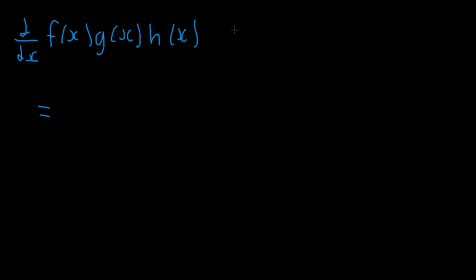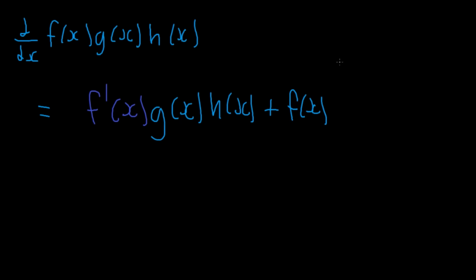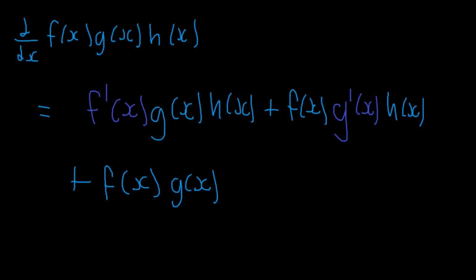So f of x times g of x times h of x will turn into, after differentiation, f prime of x times g of x times h of x plus f of x times g prime of x times h of x plus f of x times g of x times h prime of x. So for each of the terms, the prime only shows up once.